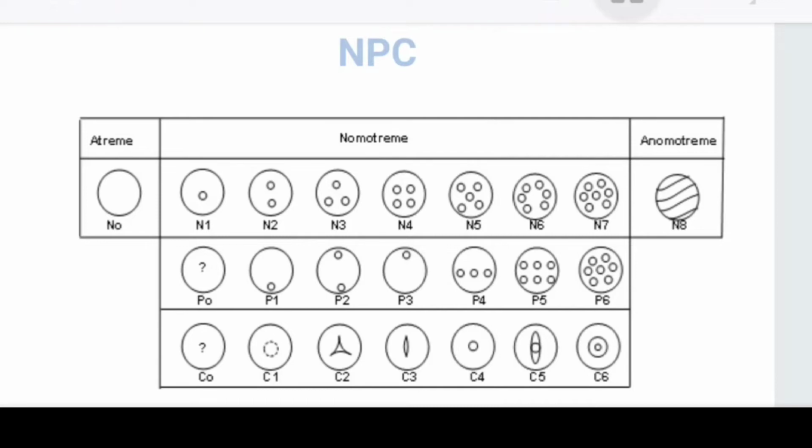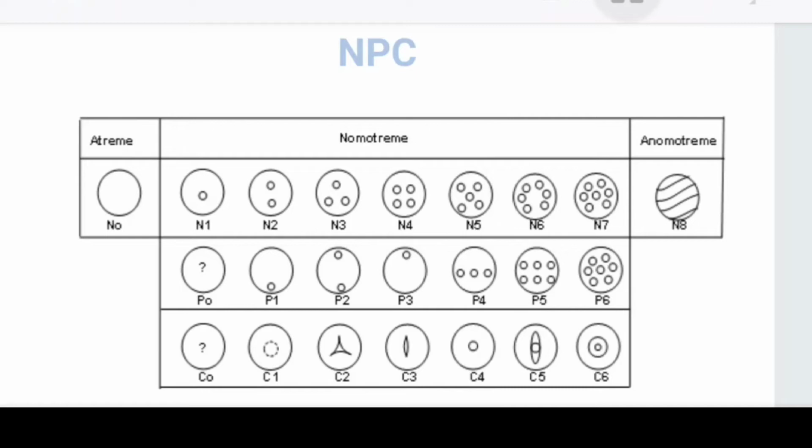And then when it is a pore, it is represented by C4. The porous aperture is represented by C4. And when the ectoaperture is a colpus and the endoaperture is porous, it is represented by C5. It is called the colporate condition.